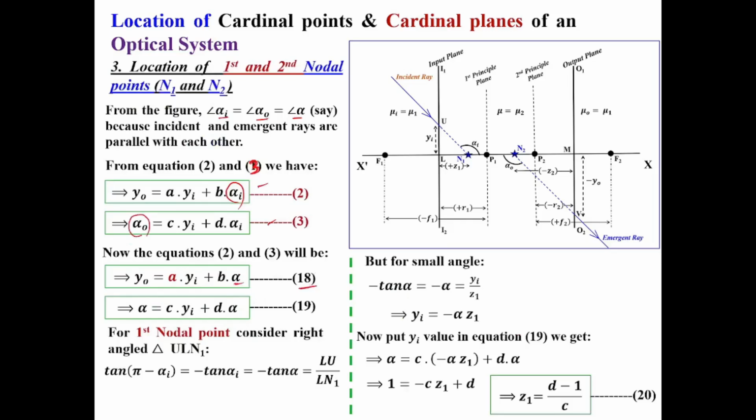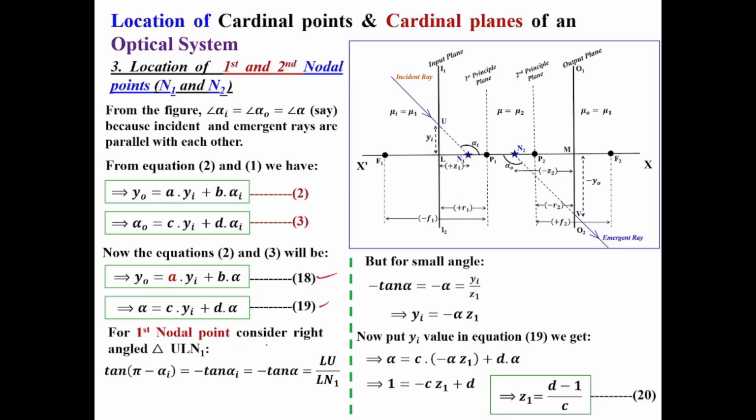Then instead of alpha O, it is written as alpha equal to C YI plus D. Again, instead of alpha I, it is written as alpha. See, A and alpha seem to be equal; these two letters look alike. Only for that, I wrote A in red color, so it will not create confusion. I wrote A in red color and alpha in black color. So these are your equation numbers 18 and 19.